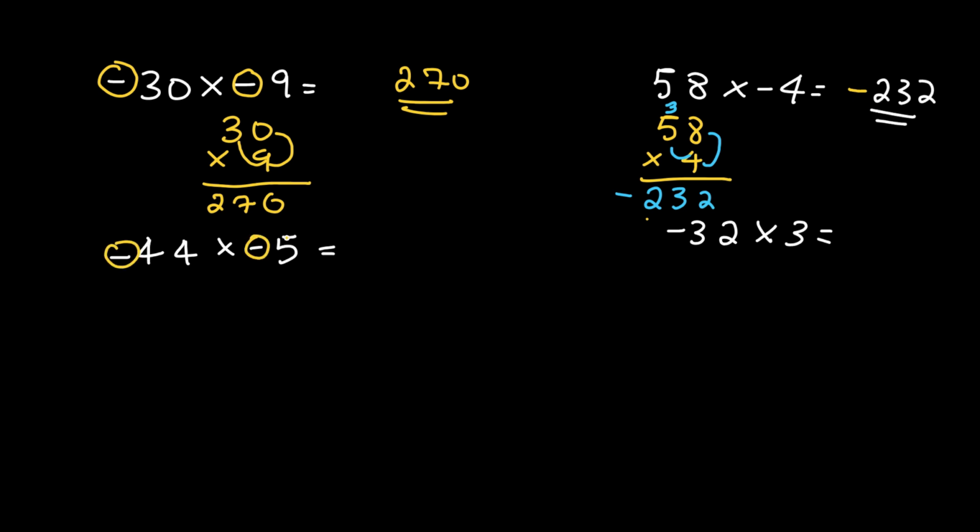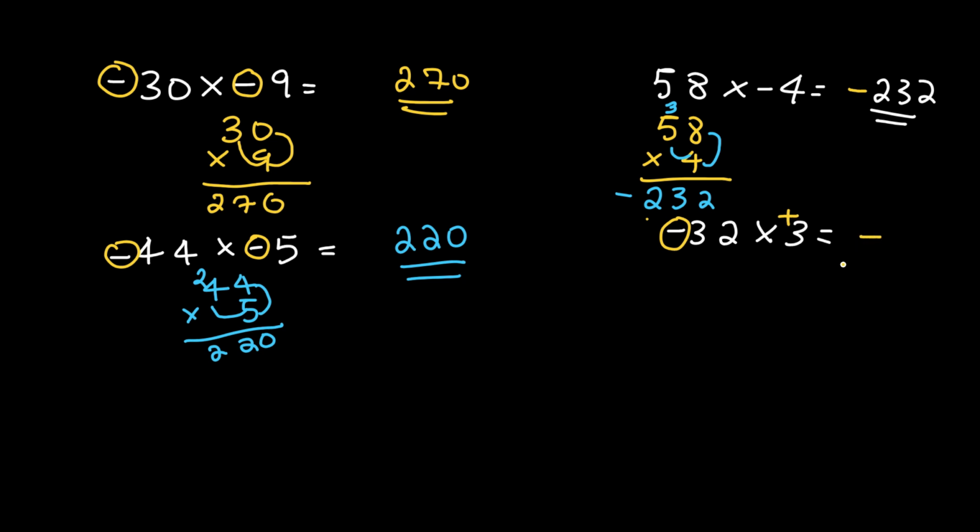Negative times a negative gives you a positive. And now let's go ahead and set up the problem vertically, it's easier to solve it. 5 times 4 is 20. 5 times 4 is 20, plus 2 is 22. Our final answer is 220. And we don't need a positive sign. Negative and a positive gives you negative. Now 32 times 3. 3 times 2 is 6, and 3 times 3 is 9. Our final answer is negative 96.